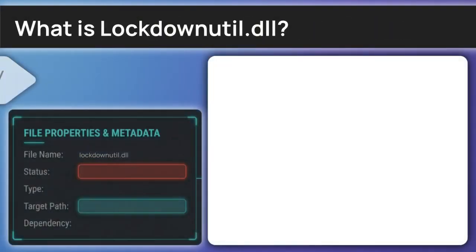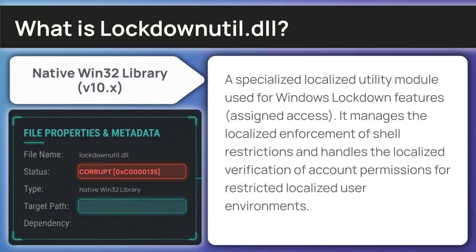This is the Lockdownutil Library, a specialized localized utility module used for Windows lockdown features, assigned access. It manages the localized enforcement of shell restrictions and handles the localized verification of account permissions for restricted localized user environments. With the explanation out of the way, let's refresh the affected files.